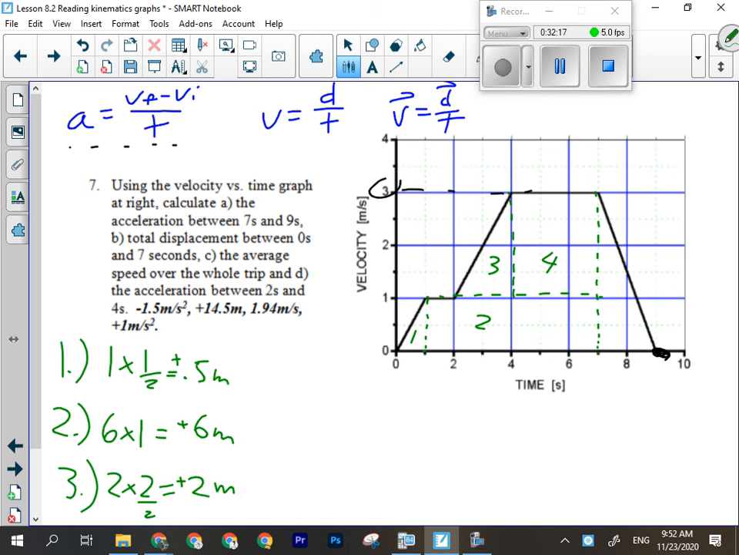And then we've got our rectangle that is area number 4 that has a base of 3 and a height of 2. So that's going to be positive 3 meters. So we got 5, plus, did I miss something? Area 2 is 6. I feel like I missed something between 0 and 7 seconds.